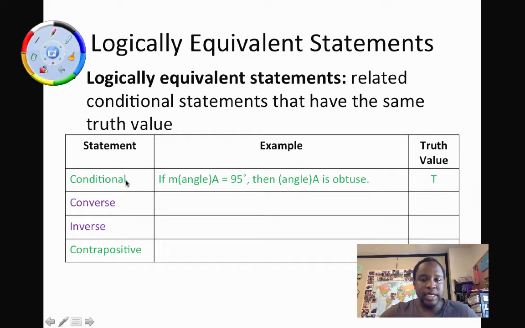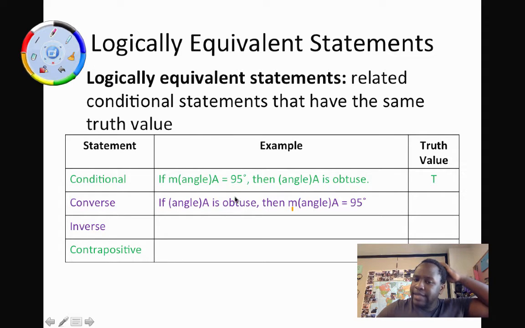So if the conditional is, if the measure of angle A is equal to 95 degrees, then angle A is obtuse. This is true. 95 degrees is an obtuse angle. Now the converse is, if angle A is obtuse, then the measure of angle A equals 95 degrees. So we can prove this false by using a counterexample that an obtuse angle can be 100 degrees. So this is false.